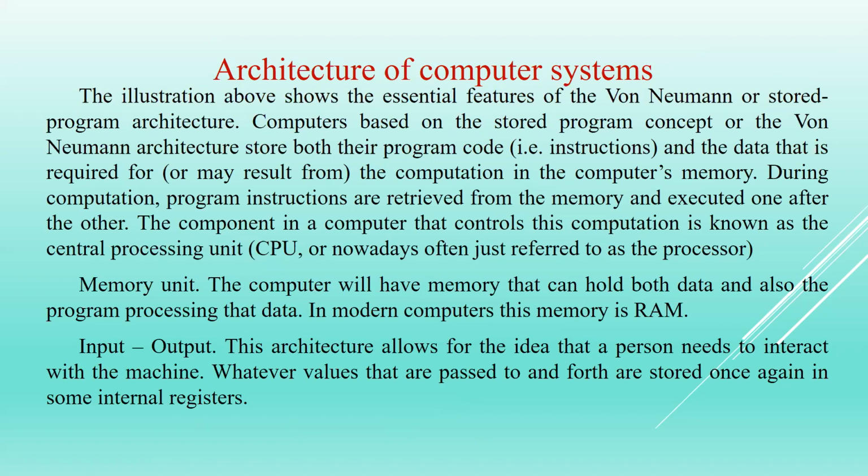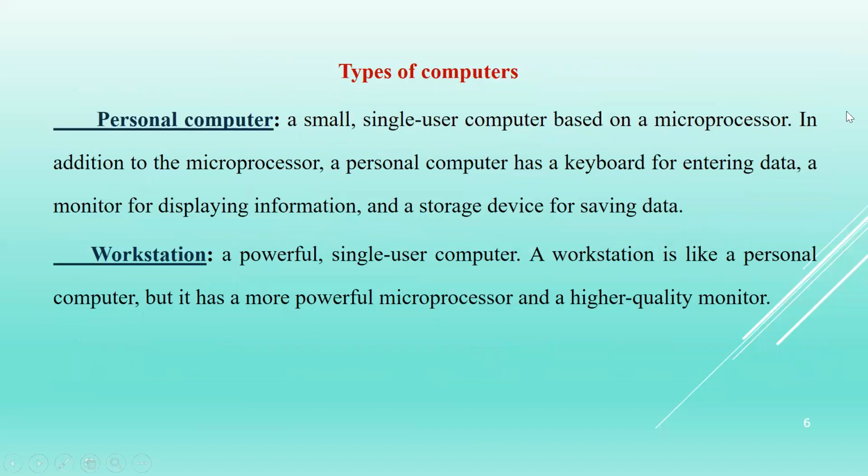First, the main unit is called the memory unit. The computer will have memory that can store data and also the program processing that data. In modern computers, this memory is RAM. RAM means random access memory. And the input-output. This architecture allows for the idea that a person needs to interact with the machine. Values are passed to and further stored once again in some internal registers.